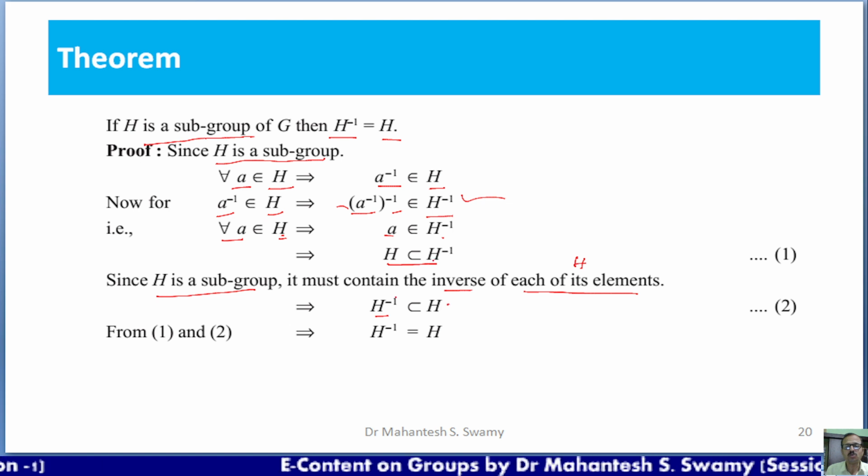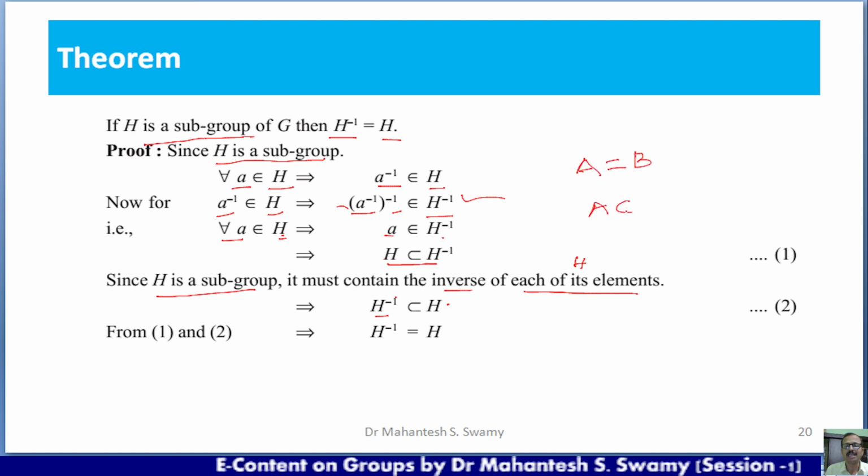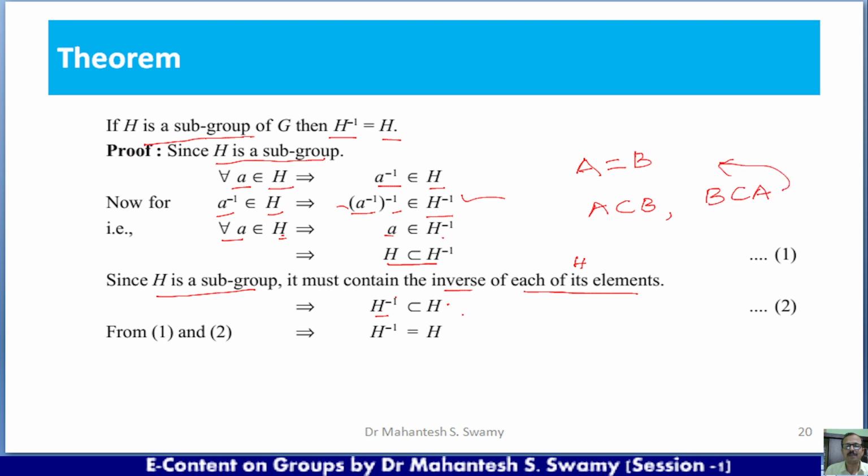When these two are true, that is, in order to show that any set A is equal to another set B, we have to show in set theory that A is contained in B and B is contained in A. If we prove this, we say that A is equal to B. Therefore, H inverse is equal to H. So this completes the theorem.